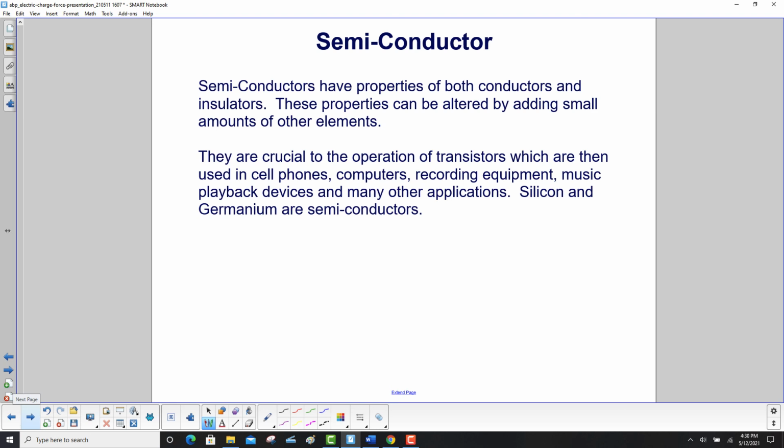Semiconductors have properties of both conductors and insulators. These properties can be altered by adding small amounts of other elements. They are crucial to the operation of transistors, which are then used in cell phones, computers, recording equipment, music playback devices, and many other applications. Silicon and germanium are semiconductors.